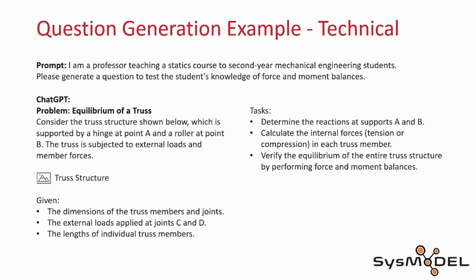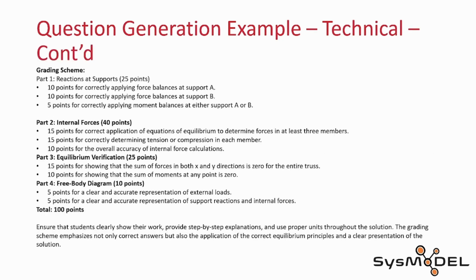The result of this prompt is the simple equilibrium of a truss problem, where ChatGPT provides a problem and even attempts to provide an image, which shows up as the image's alternative text. To mark this question, we would need to know the mathematical solution accompanied by a marking rubric. In a follow-up prompt, I asked ChatGPT to provide me with the solution to the problem and a grading scheme.